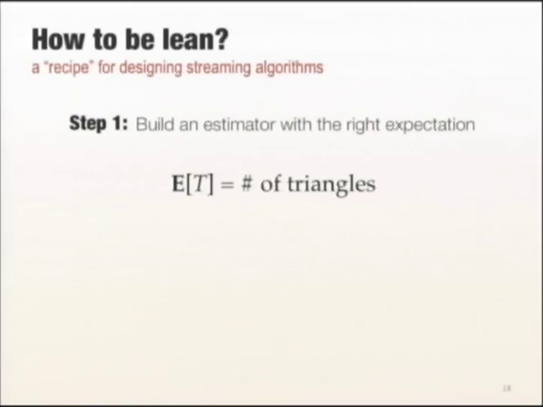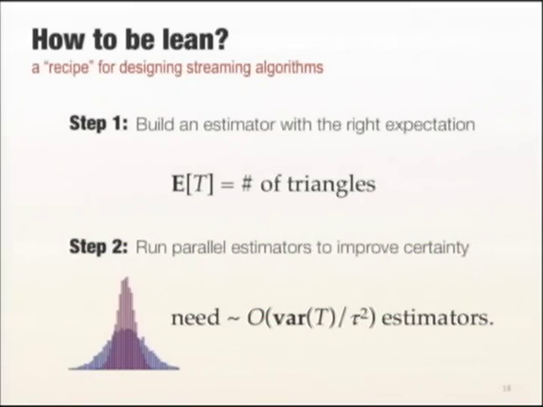It might have a high variance, so you run multiple copies of this random variable and then combine them in some way, let's say take the median of means to improve the certainty. If you use median of means, you can see that roughly you need variance of T over tau squared estimators to get the desired accuracy. And if you want accuracy 1 minus epsilon, the dependence is 1 over epsilon squared. So the name of the game here, at least if you follow the recipe, is to design something which has small variance.